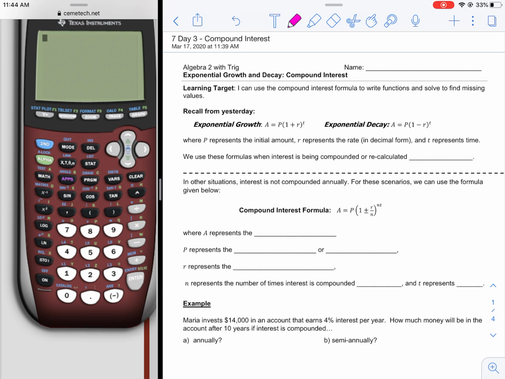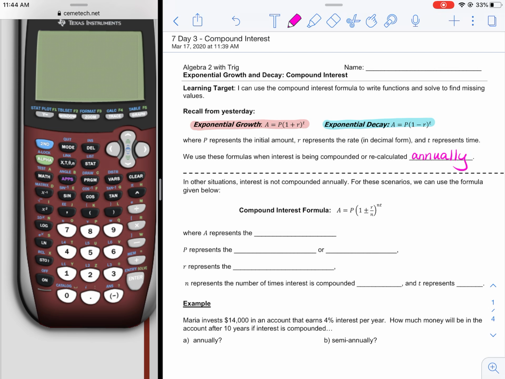So recall from yesterday that we talked about exponential growth and exponential decay. The equation we talked about for growth: we take the initial amount P and multiply by 1 plus r to the t power, where r represents the rate in decimal form and t represents the time. When we use this formula, we're assuming that interest is being calculated annually, and annually means one time per year. So when interest is compounded annually, we just use the formulas that we talked about here.